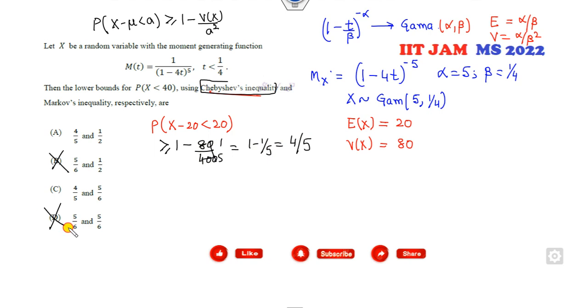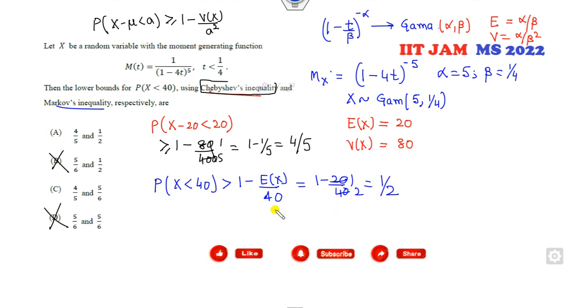So this option is cancelled, this option is cancelled. Now by using the Markov inequality, so what is the Markov inequality? There is no need to subtract them. So x less than 40 will always be greater than 1 minus expected value of x divided by this value a. Fine. So what is that? 20 over 40, that is 1 over 2. Half, 1 minus half is half. So lower bound is half. So this is my right answer. It is a wrong answer. So A is my correct answer.